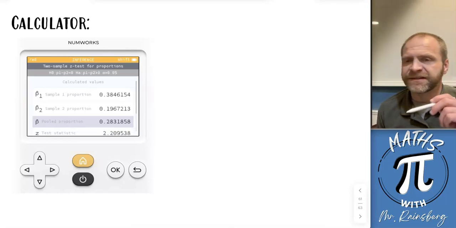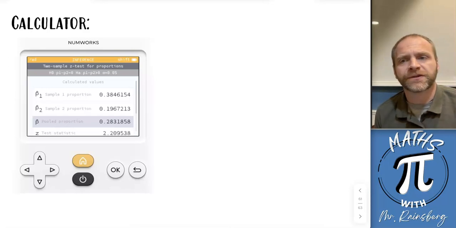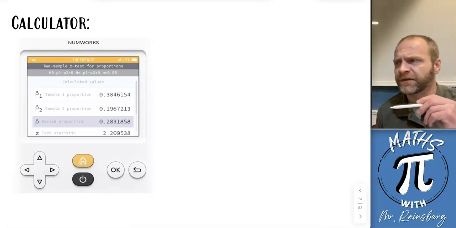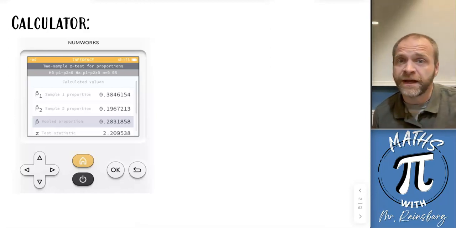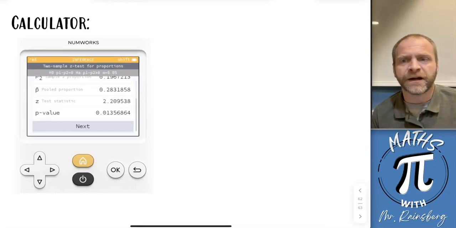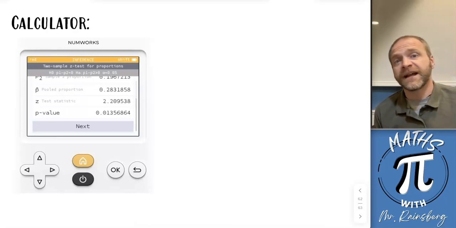I have highlighted there, it says pooled proportion. That's your combined proportion. So there's your p-hat 1, your p-hat 2, your combined proportion. You can see the z-value about 2.2095, so about 2.21, just like we said. And I can scroll down as well and look at the p-value, about 0.01356. And so if I look at that, there we are. But it's not done there.